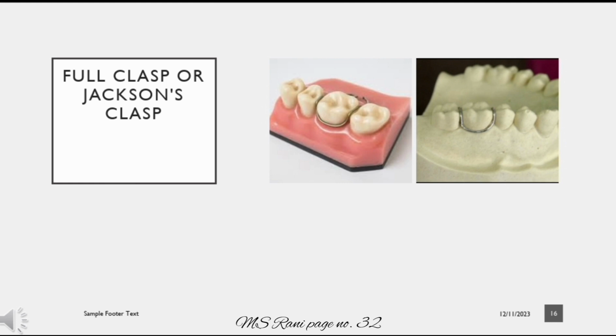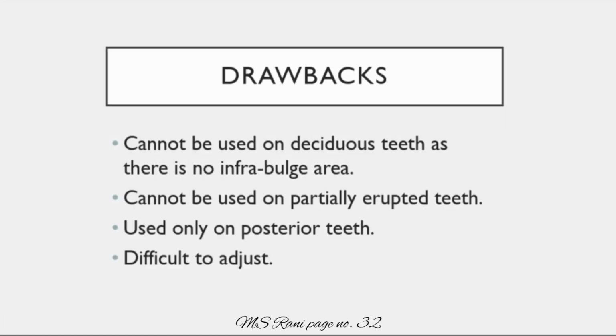The wire is adapted across the buccoproximal line angle into the proximal embrasure, crossing the contact point and occlusal embrasure to the lingual surface. It is adjusted by bending the clasp towards the tooth by holding it at the contact point. Drawbacks are that it cannot be used on deciduous teeth, it cannot be used on partially erupted teeth, and it is used only on the posterior teeth and is difficult to adjust.